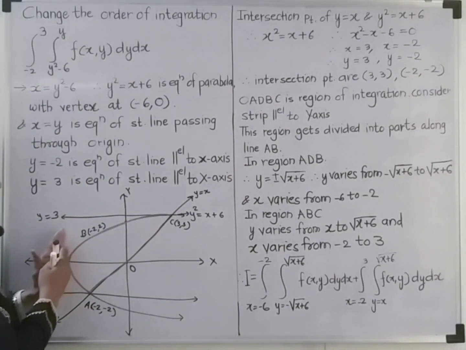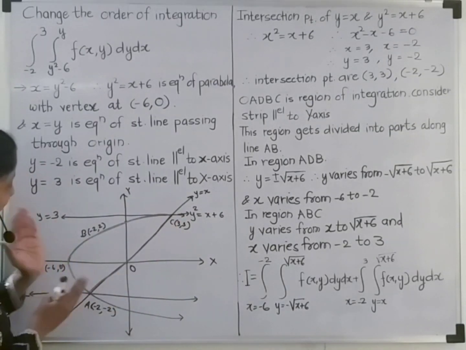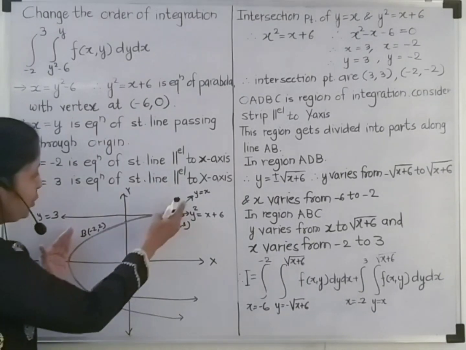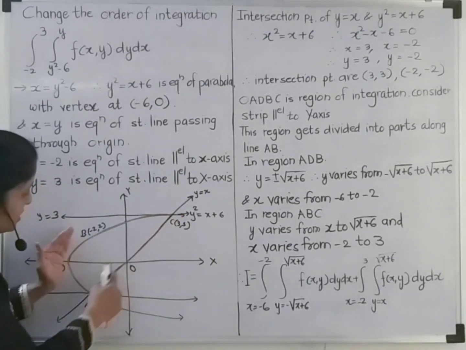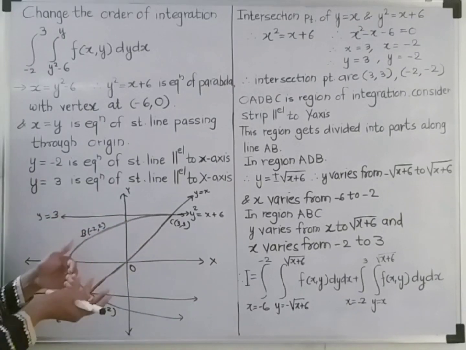It means up to where? Up to this line. Okay. So for x, you can have the region from this boundary of this parabola up to this line. So this region which I have shaded, that will be for x. Now let us find out for y.